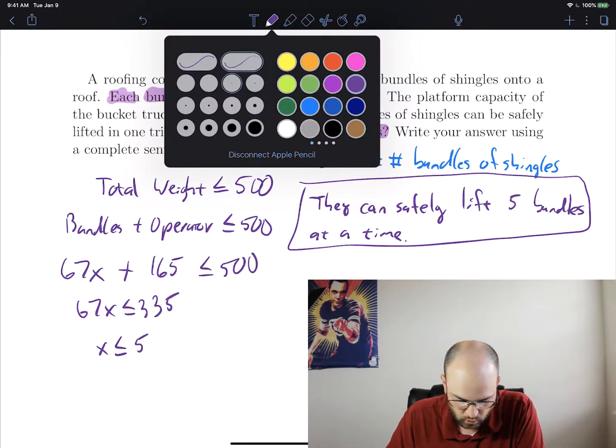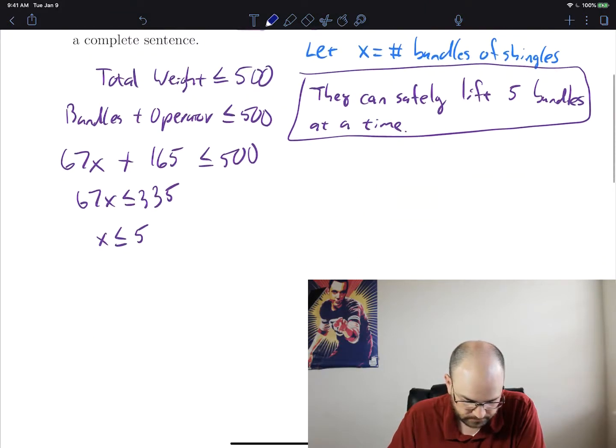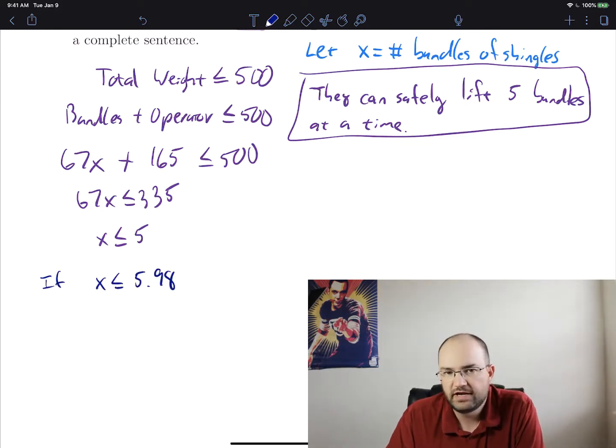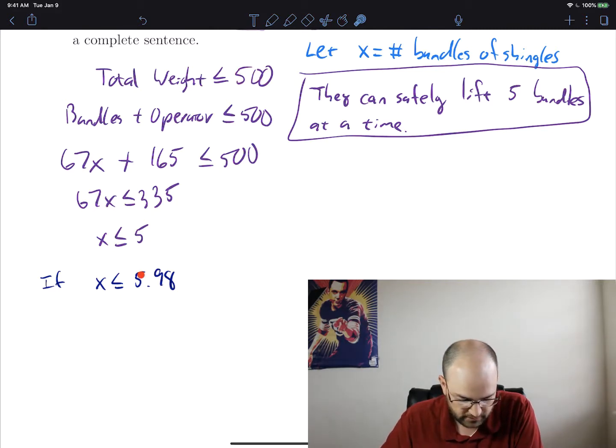I do want to talk real quick about one thing here, though. What if it had become 5.98 in decimal form? What would be the maximum number of bundles that they could take up? Be careful. Some of y'all are going to want to say 6, but that's not correct. To safely lift here, it has to be less than or equal to 500, no more, period. So if it was 5.98, still not enough. That's still not 6. So you would still be able to lift just 5 bundles.